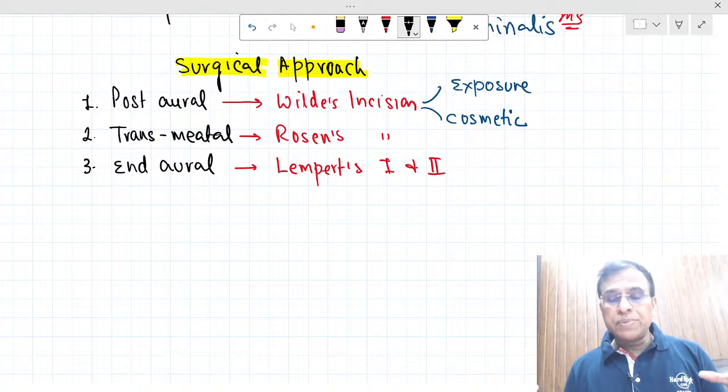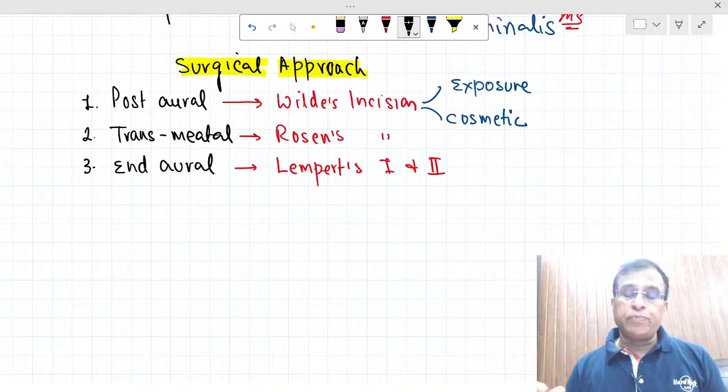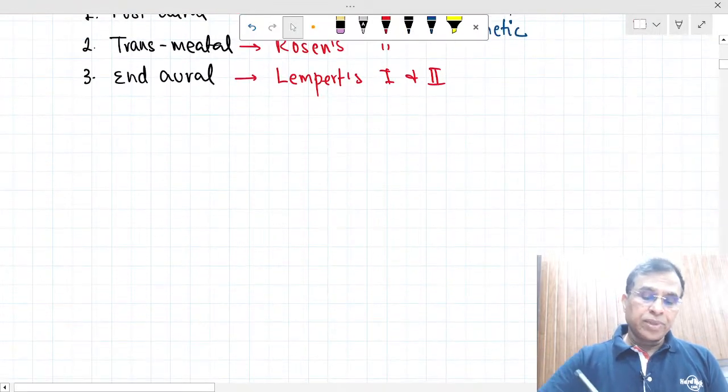But only this much about the pinna and related points. Then we talk about the external auditory canal.